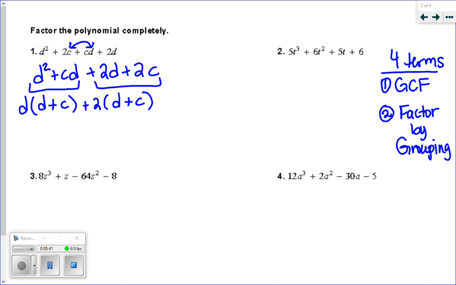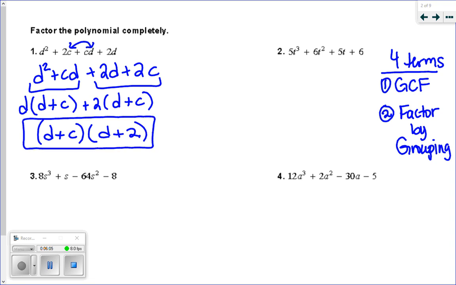But check that. Sometimes they don't factor, but if you check it and maybe rearrange things a little bit a couple of times, you might find that you get the right order, so you can do the factoring by grouping. And so now we do have those matching d plus c's. So our factors are d plus c, and then the other factor is d plus 2. And there it is. And how do I know I'm done? Well, I have factored the original. There was no GCF, so we're still okay with that.